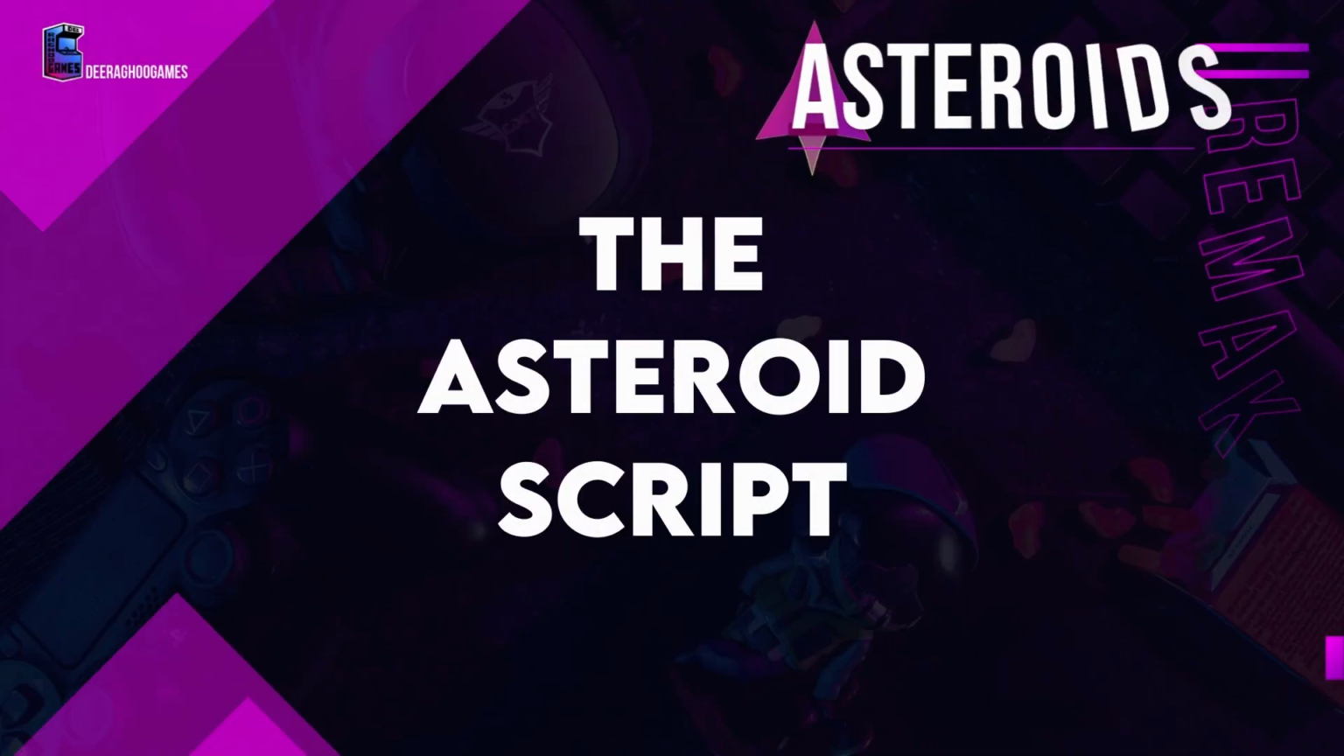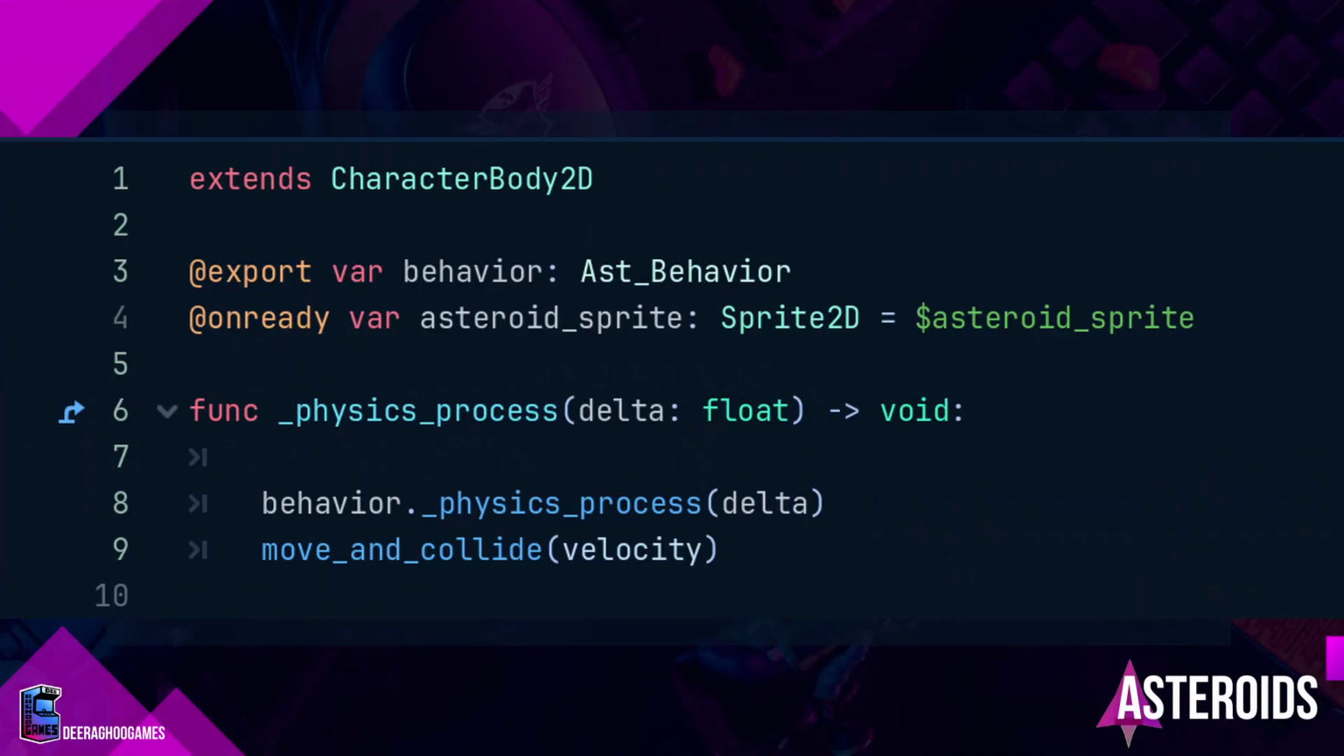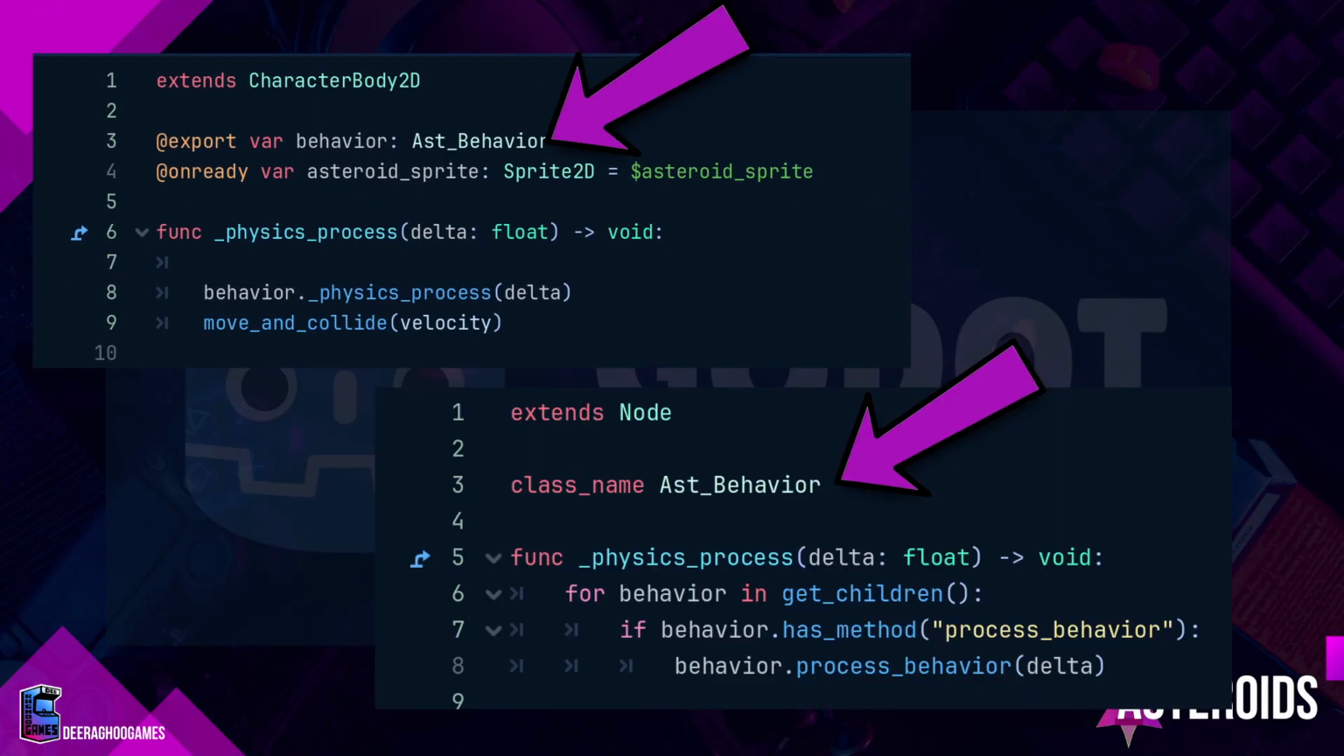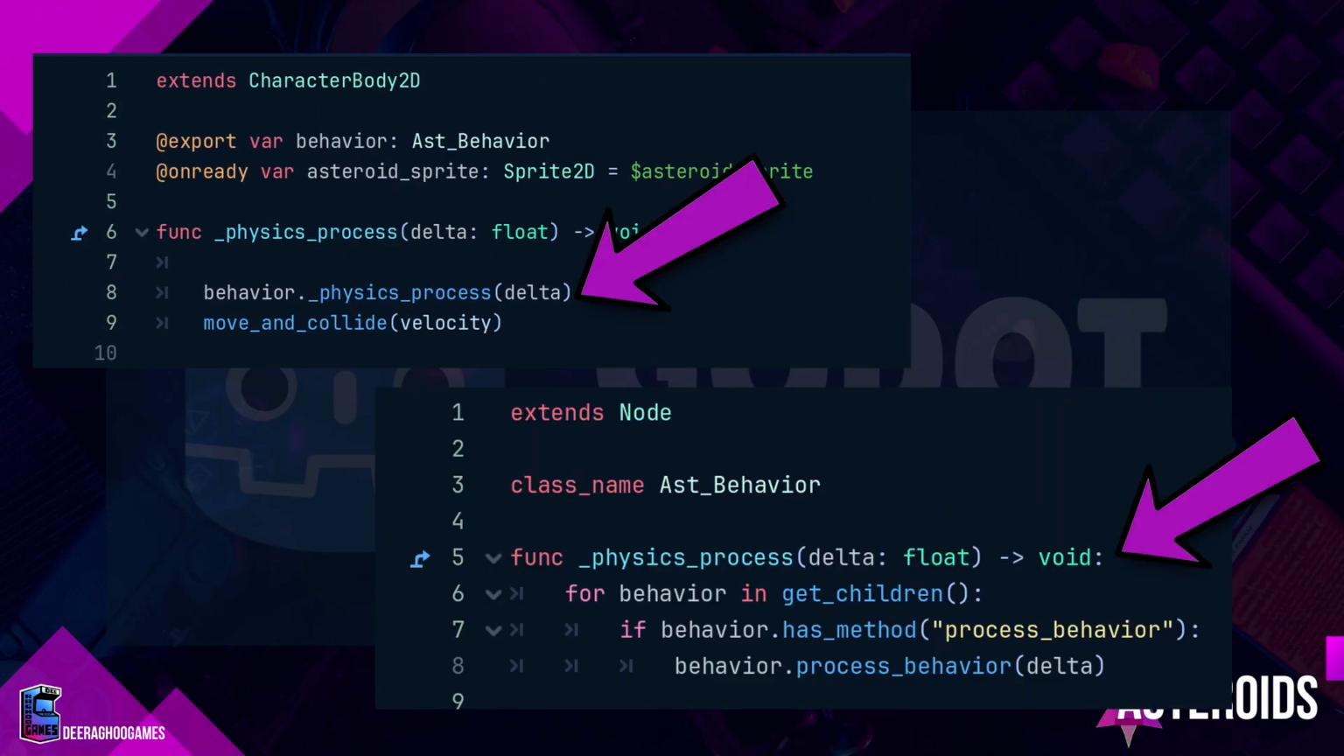Now let's take a look at the asteroid script. We will use an exported variable called behavior and assign it to be of type asteroid behavior. We also get an onready reference to the asteroid sprite. In the physics process function, we look in this behavior class for its physics process function. And lastly, call move and collide and pass in the velocity, just as we did for the player in part 1.